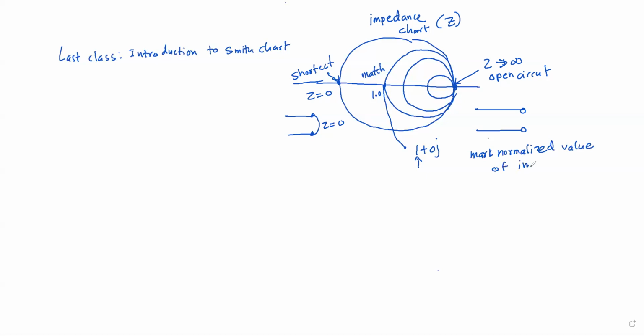If we take a certain impedance ZL of a certain load, we need to divide that ZL by the characteristic impedance of the line, and then take the normalized impedance, small zL, which will be the division of the load impedance by the characteristic impedance. So we need to get this normalized impedance and mark it here. Those are the basic things we learned about in the last class.